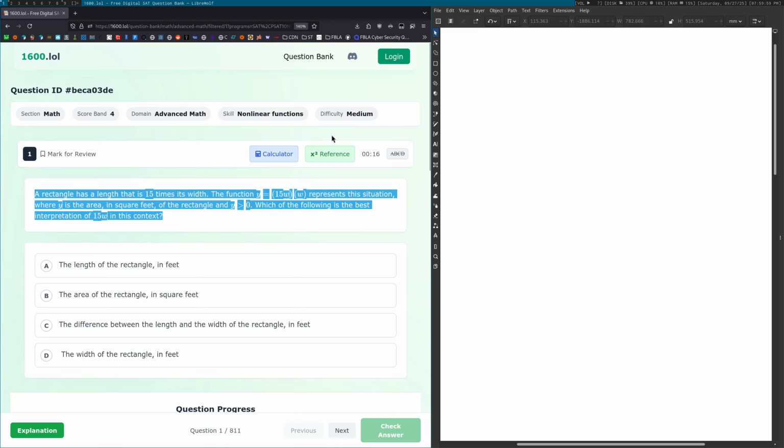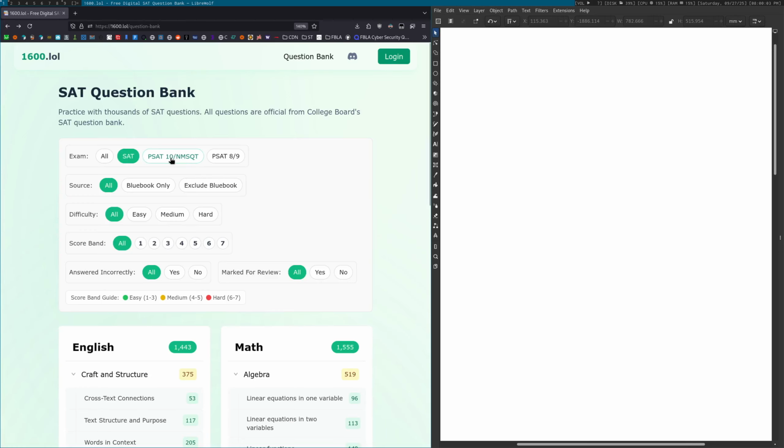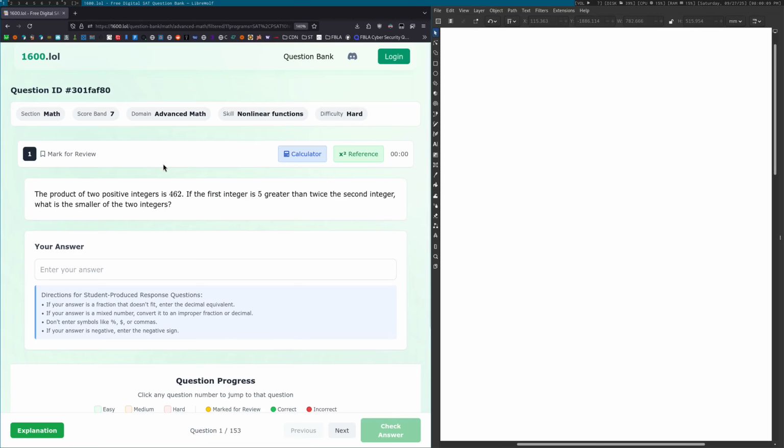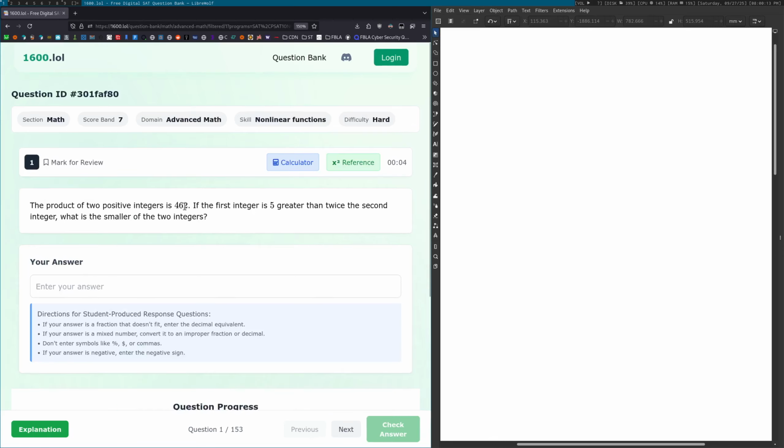Wow, this is a really challenging problem. I'm going to change the difficulty, since that's just length times width. Okay, let's make it the hardest. So we're getting super duper advanced math. This is a joke, but let's do it.